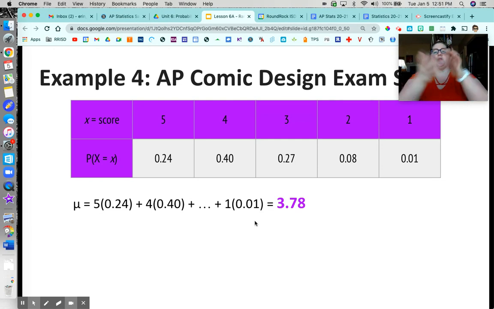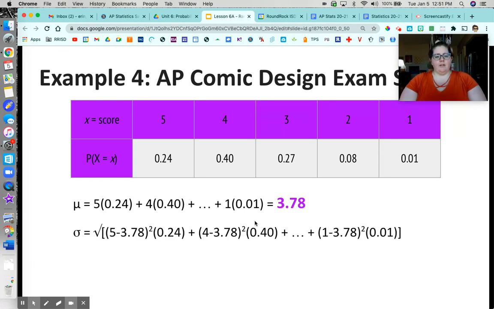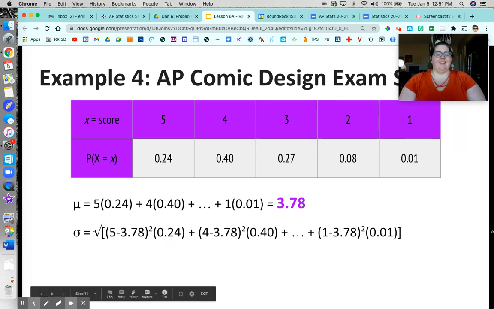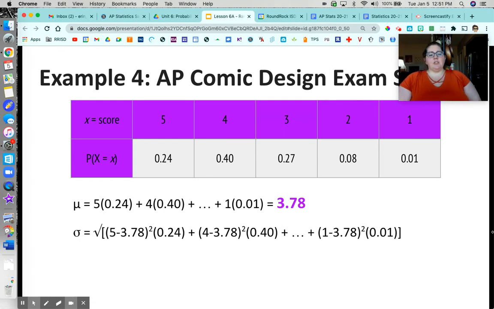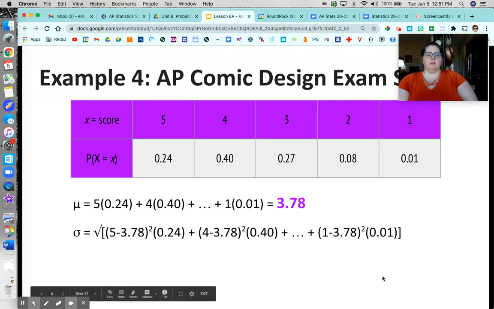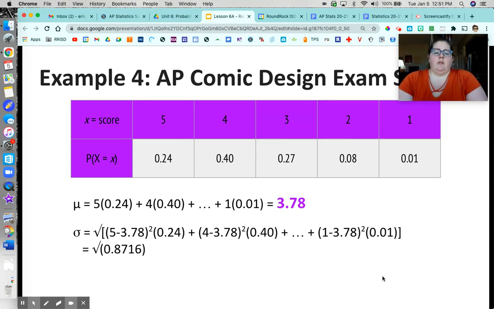If we added up everyone's scores and divided by however many people there were, we should get about 3.78. So then standard deviation, with a little square root. The square root's not going over everything, but pretend it is. For standard deviation, I take each option, subtract the mean to find the difference, square that difference, and then multiply times the probability. Again, I showed that work, putting a little ... in the middle because it would have been a lot of numbers. Do all that math in my calculator. All right, when I add all those numbers together, I get 0.8716.